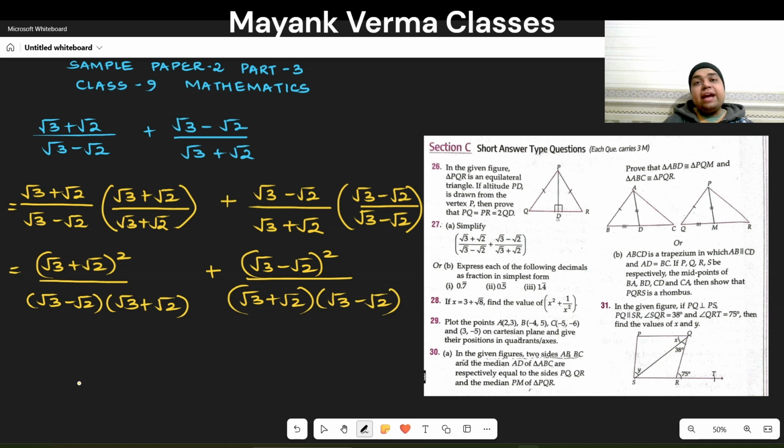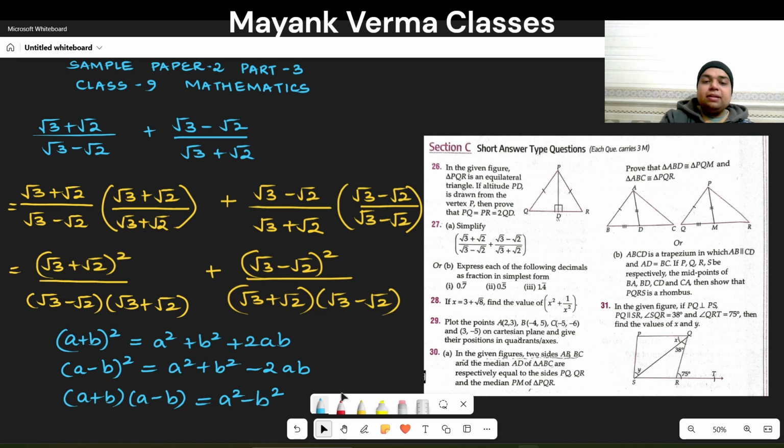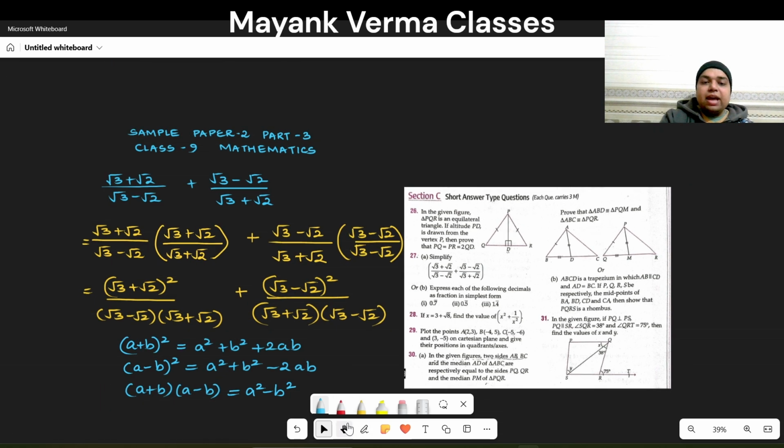Now there will be two identities which are going to apply here. So first one is (a + b)² = a² + b² + 2ab. Also third, also 3 will be used: (a − b)² = a² + b² − 2ab, right? And third is (a + b)(a − b) = a² − b². So these three identities will be applicable here. Now I can apply these identities in this.